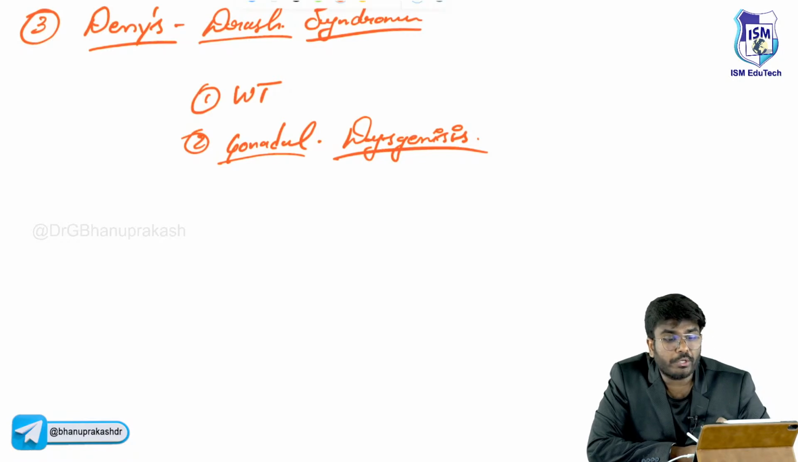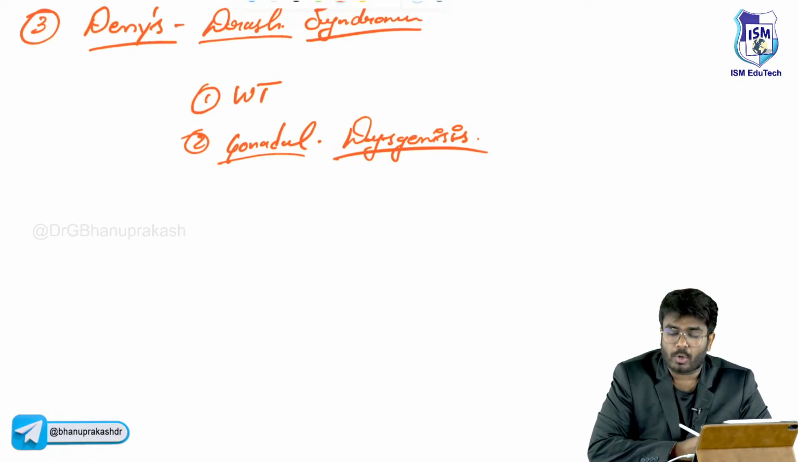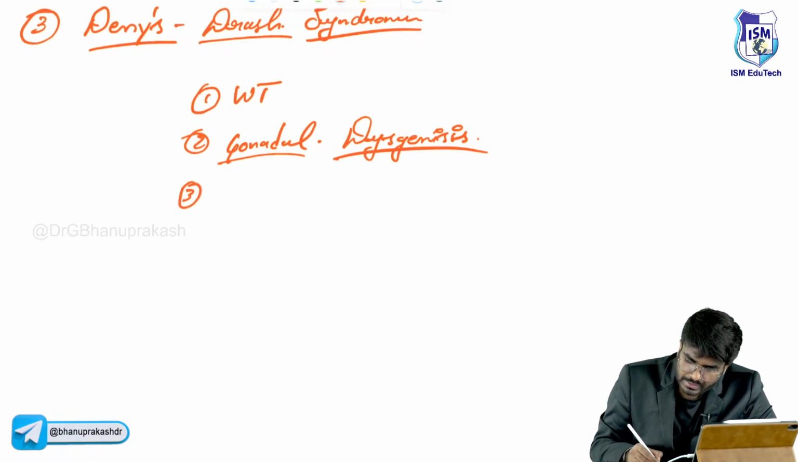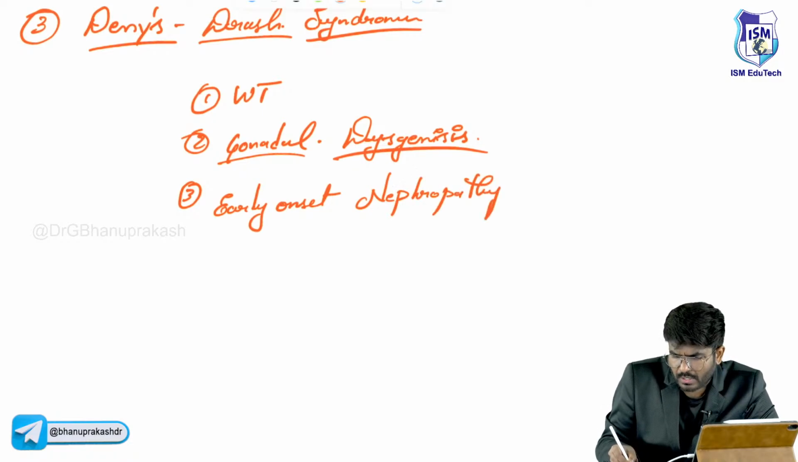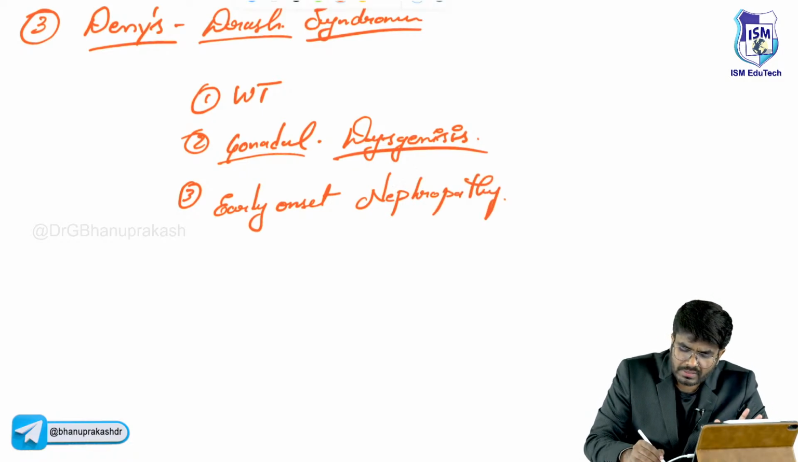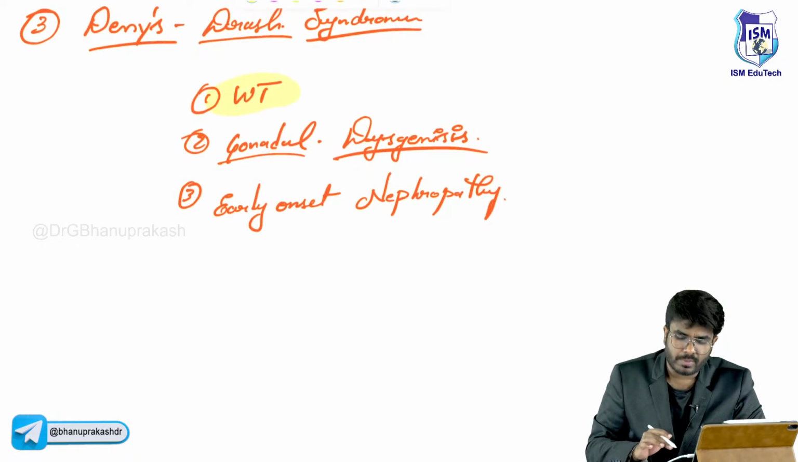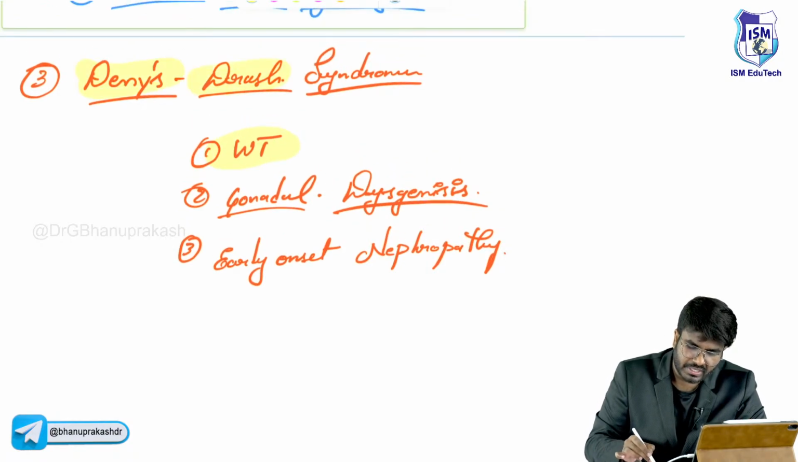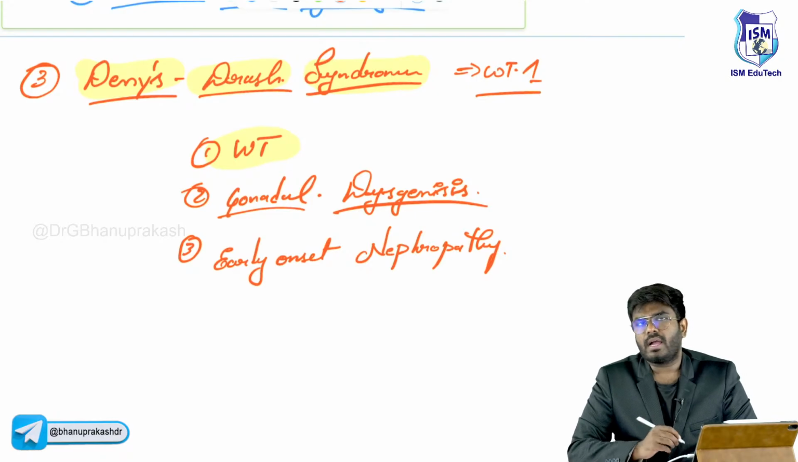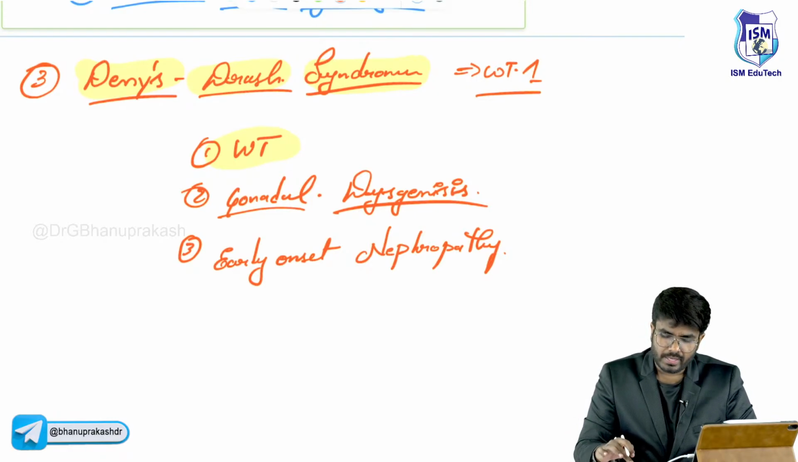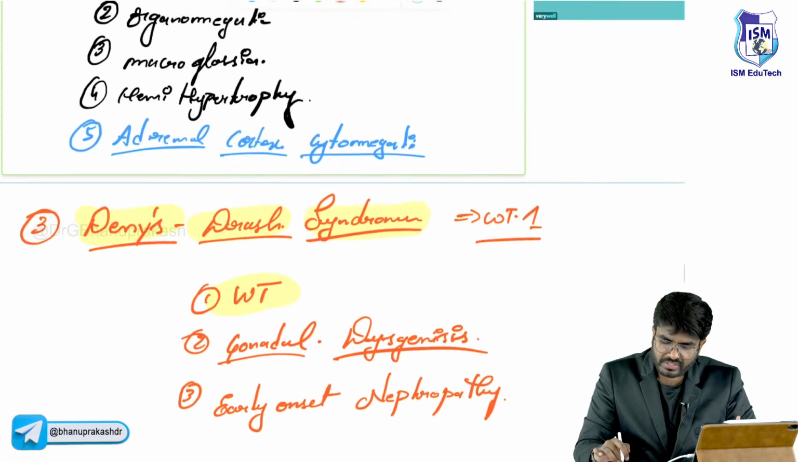Also, these patients are going to have kidney problems, like early onset nephropathy. Not going into detail, just simple. One thing you need to know for your exam is, Wilms tumor is associated with which condition? Denys-Drash syndrome. What is the gene mutation here? WT1 gene mutation. So Denys-Drash syndrome is associated with the WT1 gene mutation.